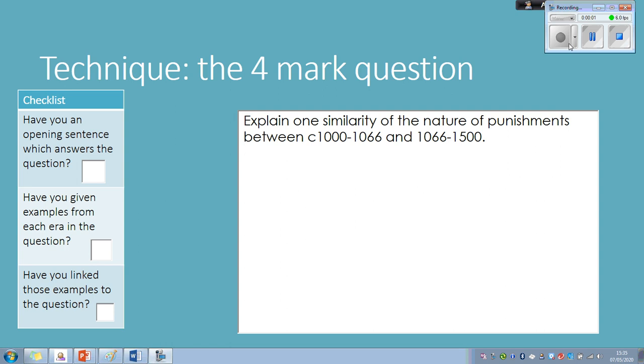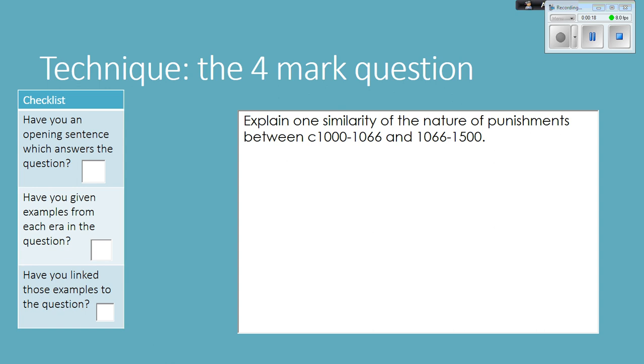So on section B of the crime and punishment paper, the first question you get asked in section B is a 4-mark question, and it asks you to either explain a similarity or a difference of something. And it normally is between eras, but for purposes of this demonstration, we're going to look at the Anglo-Saxons to the Normans.